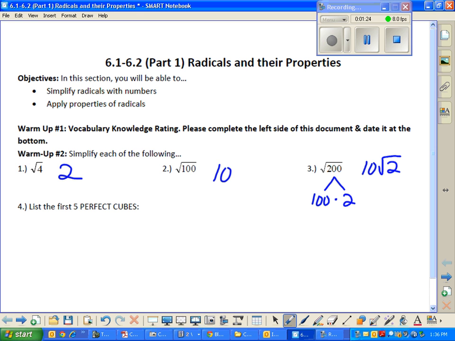So again, just to remind you, no calculators for this particular lesson. I see most of you already closed them up. This you're going to use your colored paper for. So the largest perfect square you have colored in that'll divide into 200 is 100. You square root the 100, it's 10. 10 root 2 is your answer there. So good. All right, and then the first 5 perfect cubes.